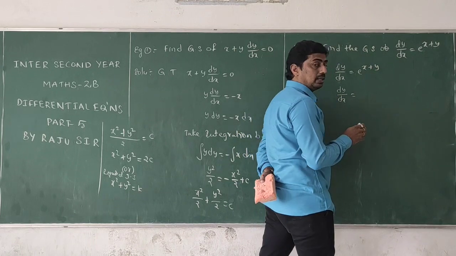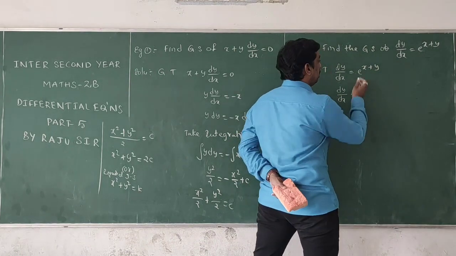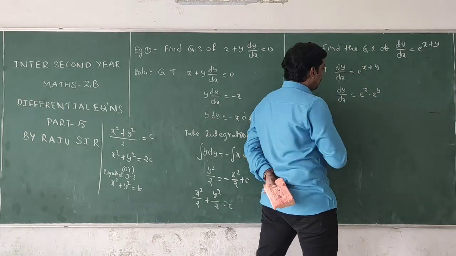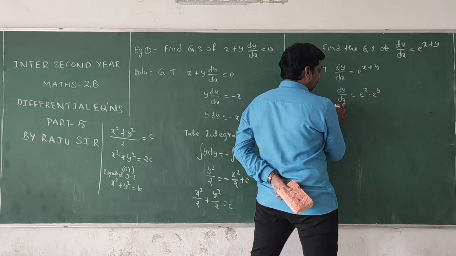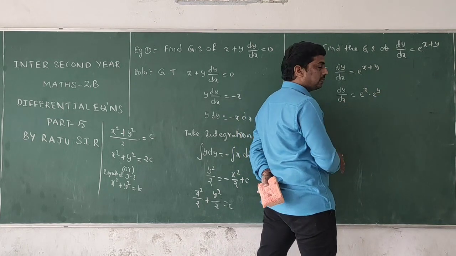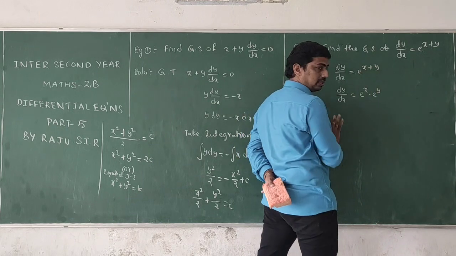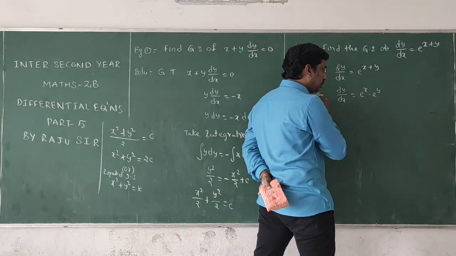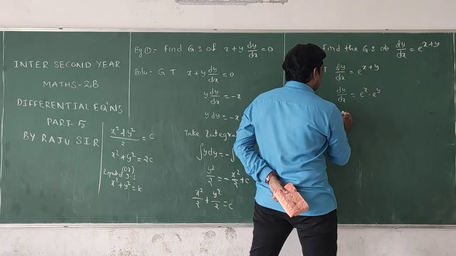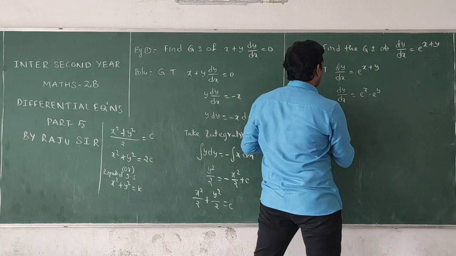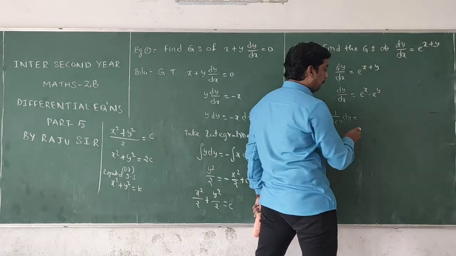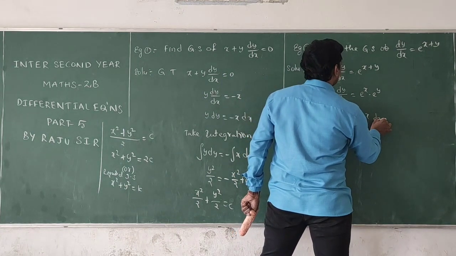Here a power m plus n can be written as a power m into a power n, so e power x plus y can be written as e power x into e power y. Here with respect to y, here with respect to x. Do the cross multiplication, dx taken to the opposite side. So e power x stays in the RHS. Which term is taken to the LHS? Very good, e power y. So 1 by e power y into dy equals e power x into dx.